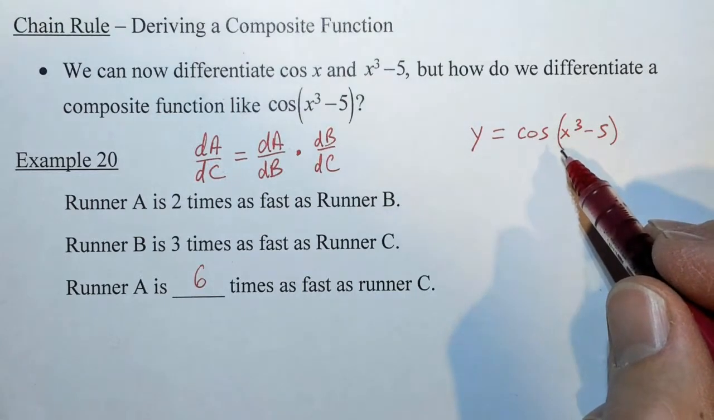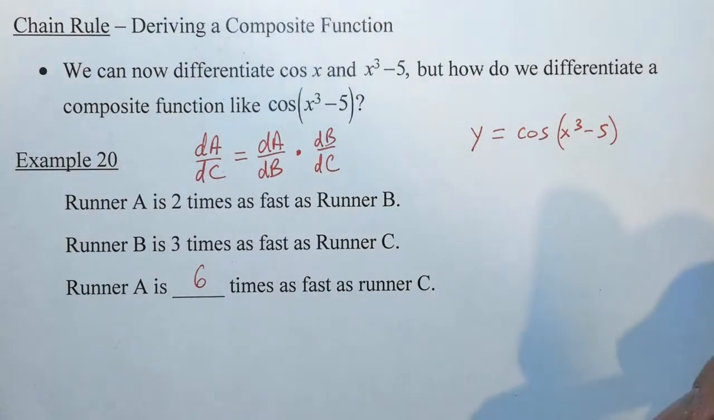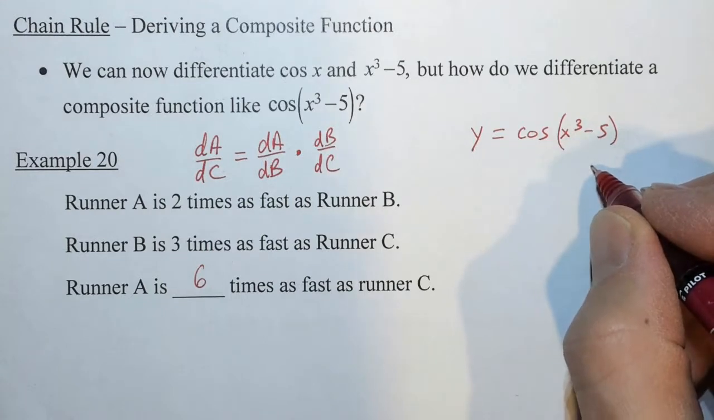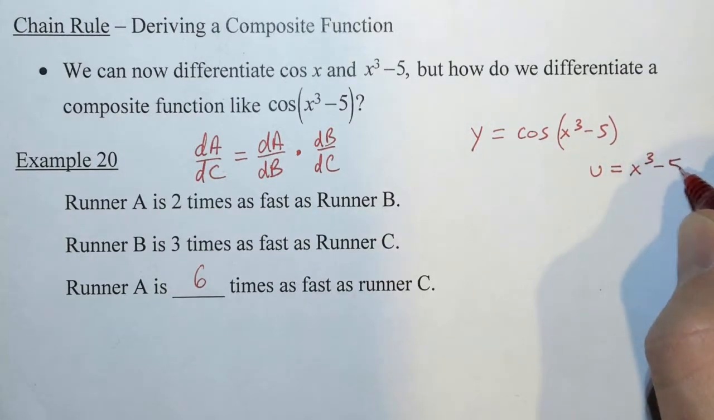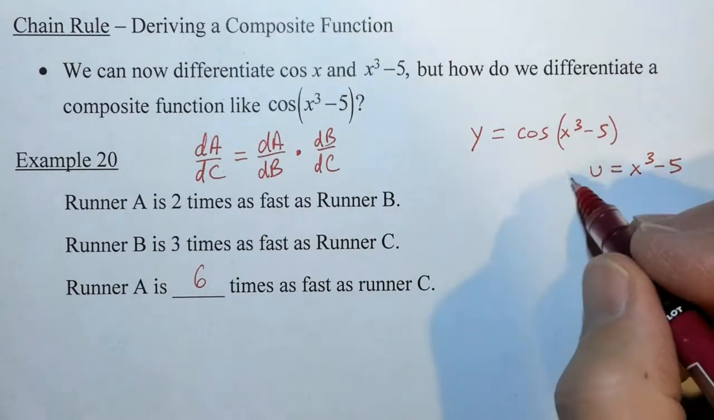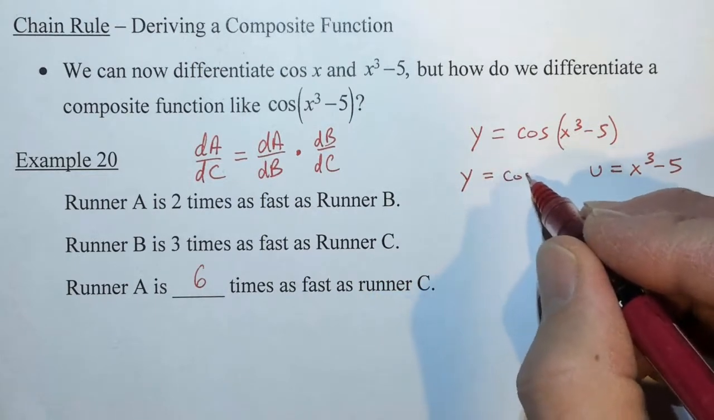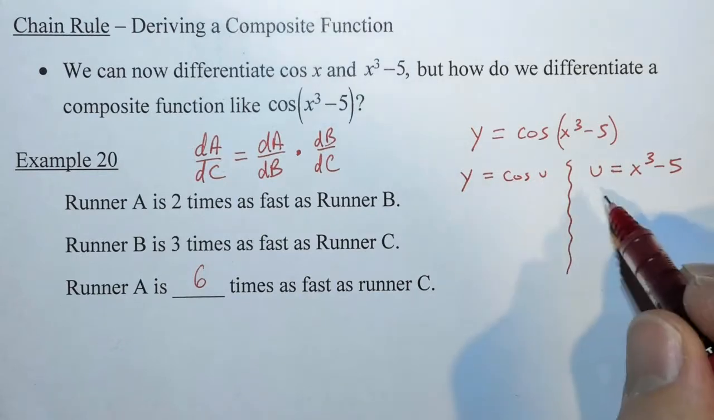We're going to bring in a third variable besides x and y. It's that u that you see at the bottom of the screen. So here's what we're going to do. We're going to say u is equal to x cubed minus 5. And since u is equal to x cubed minus 5, by substitution, we know that y is equal to the cosine of u. Now we have our 2 small functions.